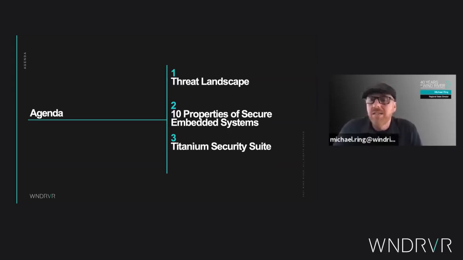Again, we're talking embedded systems in this webinar today, not necessarily enterprise systems. But as you can see, a lot of the attacks we talk about, a lot of the threats and concerns now are also becoming applicable to enterprise systems or back-end systems too. And then after we talk about the 10 properties, we'll go into the Titanium Security Suite and talk about the product set that Wind River Star Lab has that may be applicable to covering some of the 10 properties.